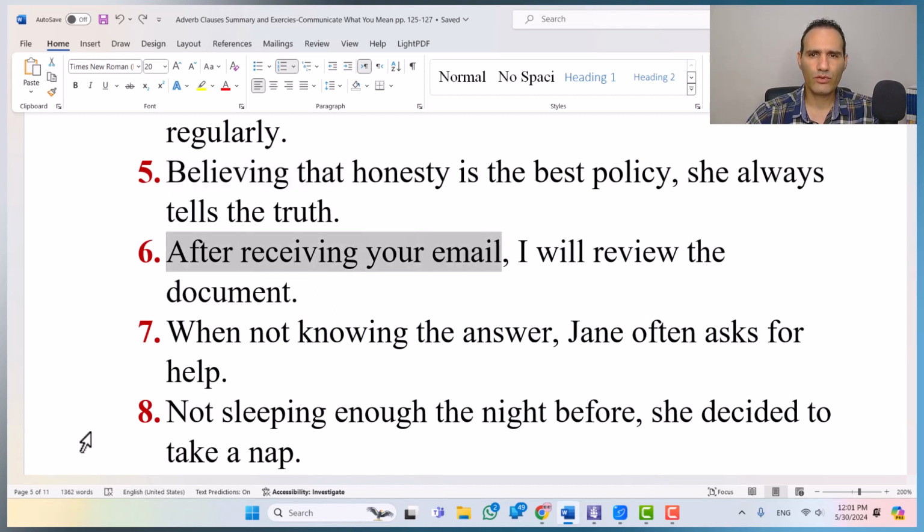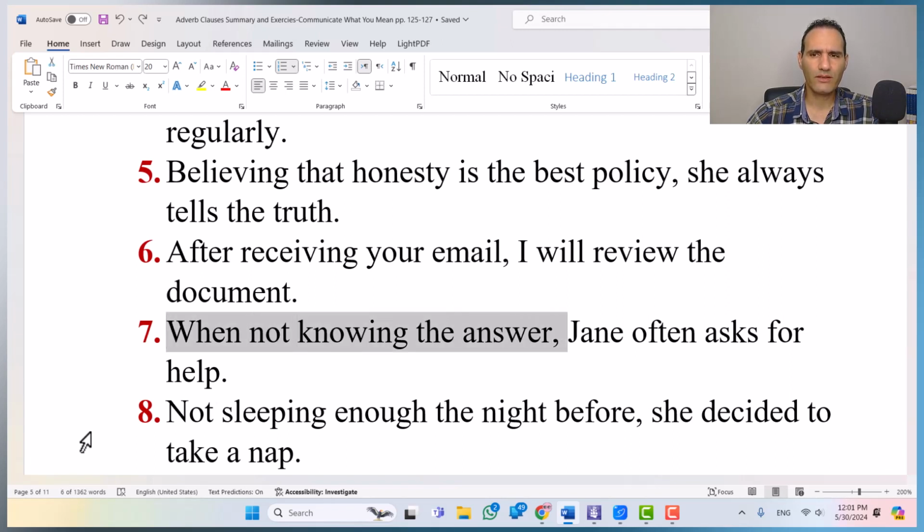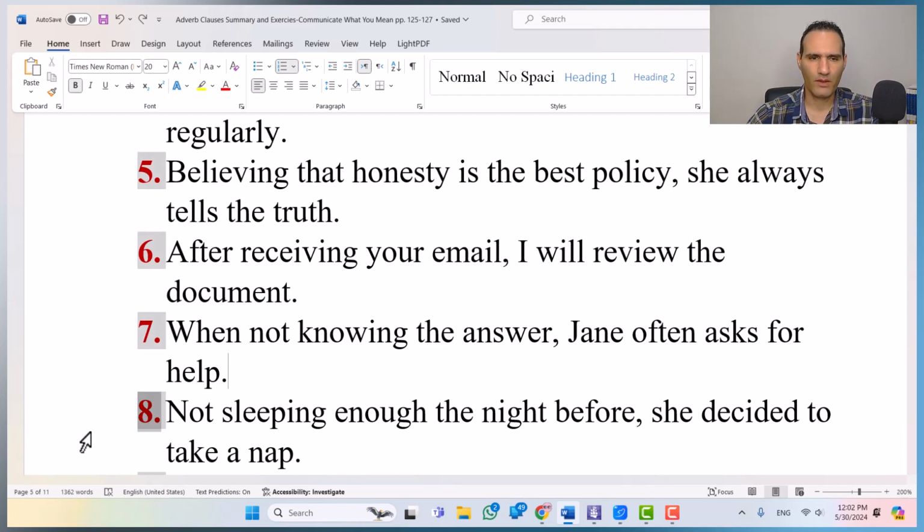After receiving your email, I will review the document. After I receive your document, after I receive your email, I will. Reduced. When not knowing the answer, Jane often asks for help. When not knowing the answer. When Jane does not know the answer, Jane often asks. When Jane does not know, Jane asks.